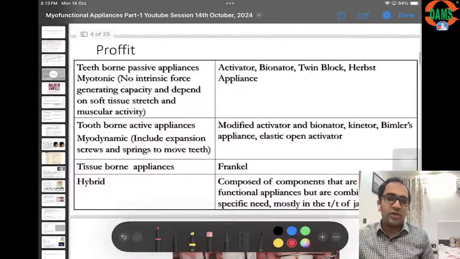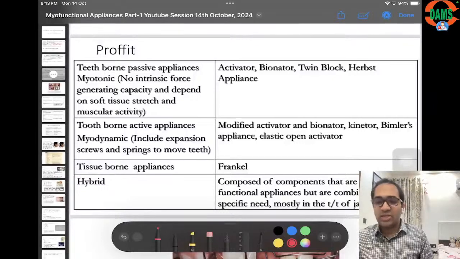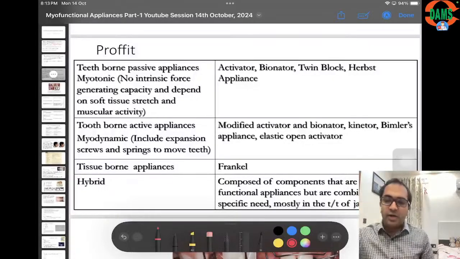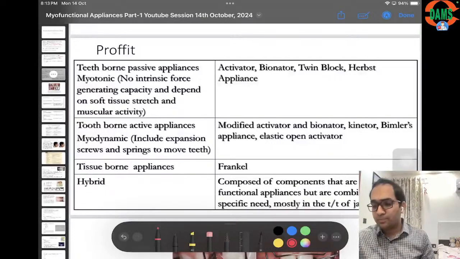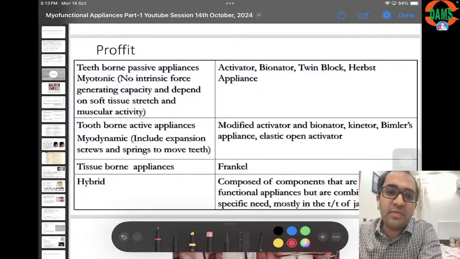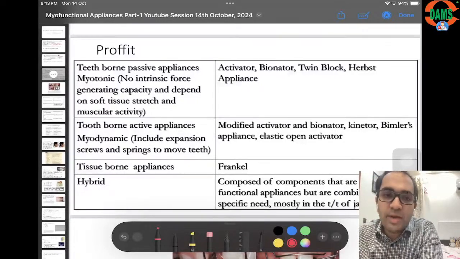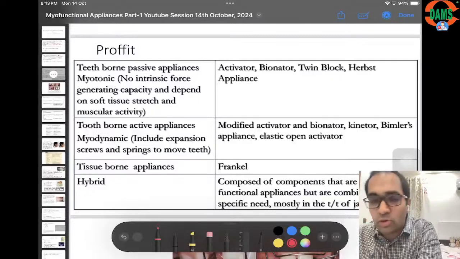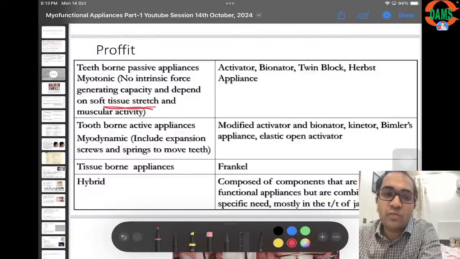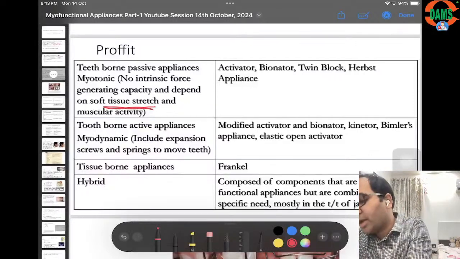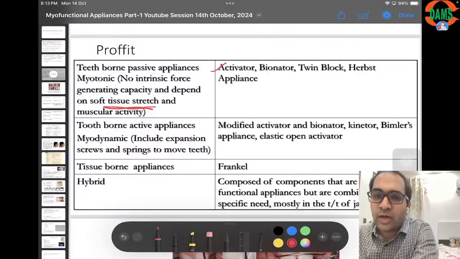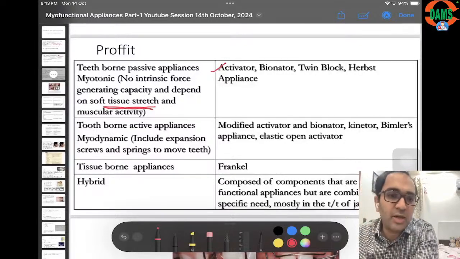So beginning with the classification of myofunctional appliances, the first classification is by Profit, in which he divided them into 4 classes, that is teeth-borne passive appliances, teeth-borne active appliances, tissue-borne and hybrid appliances. So what do you mean by active and passive? Passive, as the name says, means they exert no intrinsic force or have no force generating capacity and simply depend upon the stretch of the soft tissue and the surrounding muscle for their action. Under this come our activator, bionator, twin block and Herbst appliance. Herbst appliance is a fixed functional appliance.